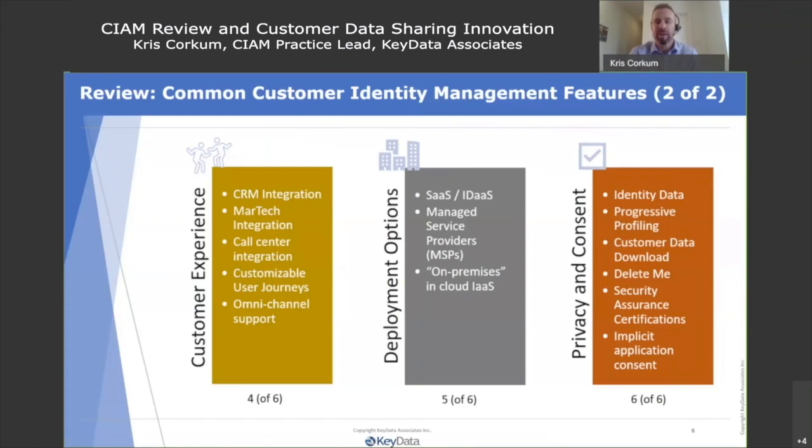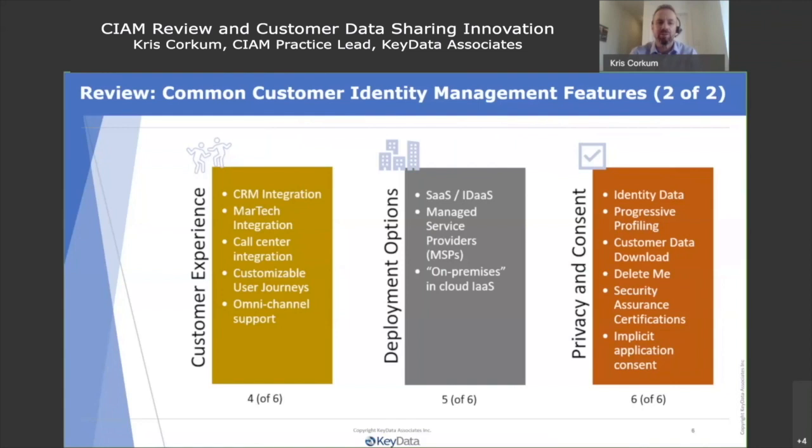So customer data download allows our customers to see what an organization has and to be able to bring that down and inspect that, take it, do whatever they need to. Delete me functionality is to end a user's relationship and their digital relationship with an organization.